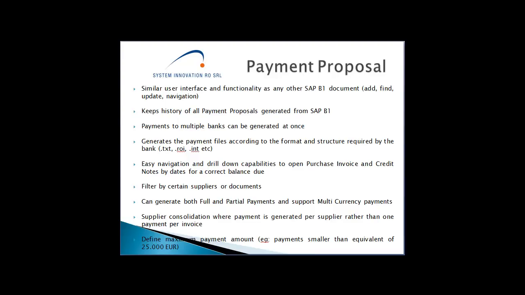It filters by certain suppliers or documents. It can generate both full and partial payments and supports multi-currency payment. Supplier consolidation is allowed where payment is generated per supplier rather than one payment per invoice. And you can also define a maximum payment amount.